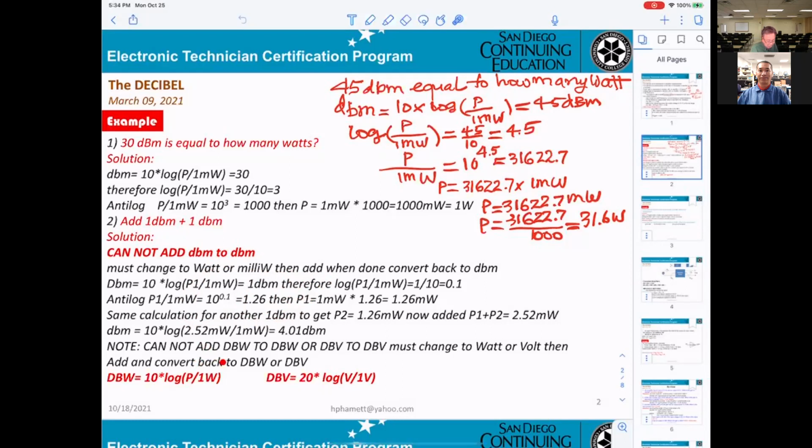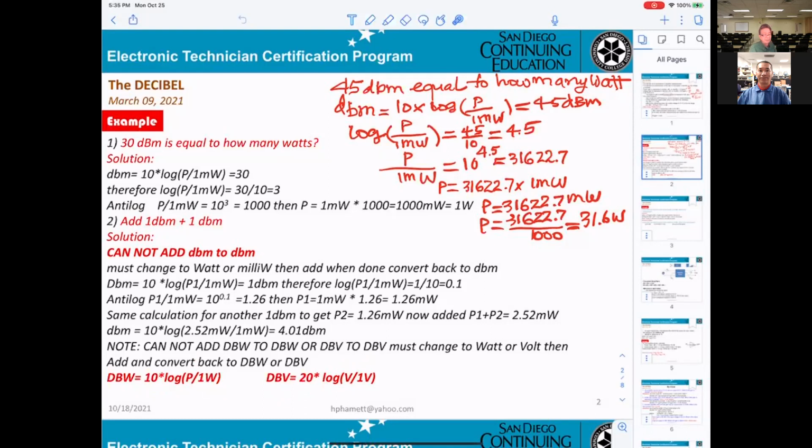Cannot add dB watt to dB watt or dB volt to dB volt. Must change to watt or volt, then add. After that, convert it back to dB watt or dB volt by the formula: dB watt equals 10 times log of P over 1 watt, or dB volt equals 20 times log of any volt divided by 1 volt.